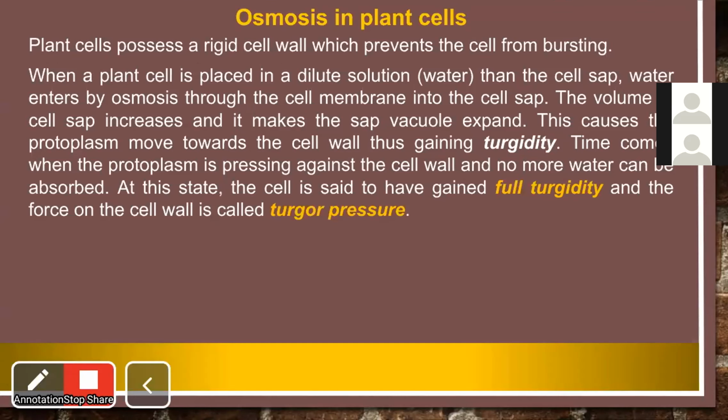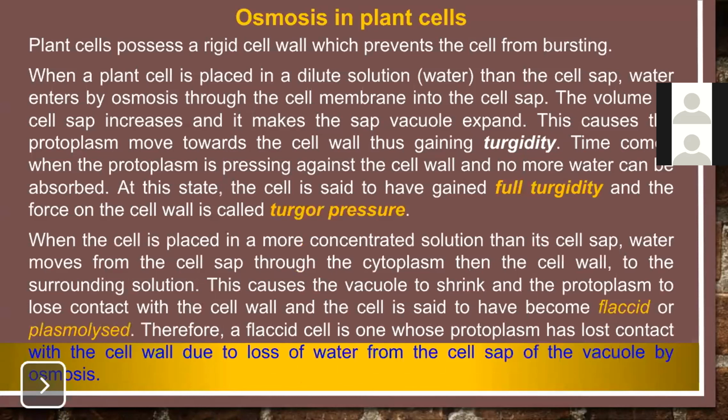Somebody to read for me the last one. Plant cells possess a rigid. Therefore, the last paragraph. That's when the cell is placed. Somebody, please. When the cell is placed in a more concentrated solution. One person, please.